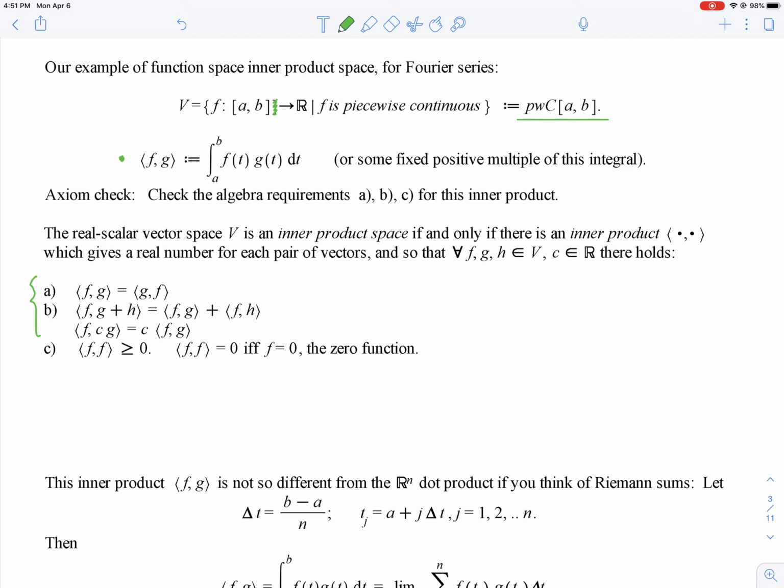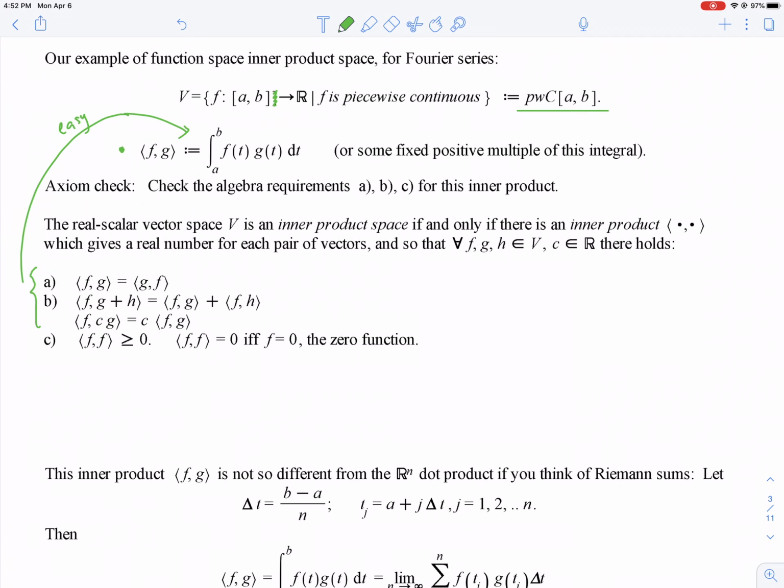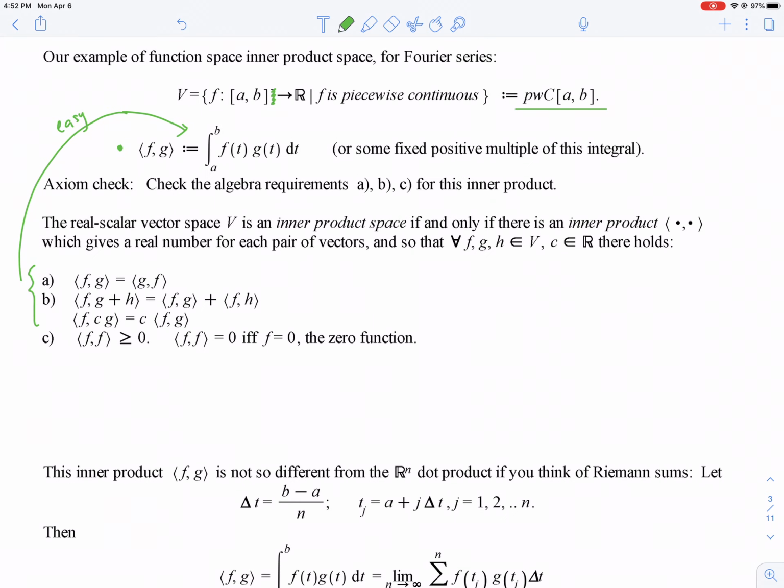And the inner product of F with G plus H is just the integral of F of T times G of T plus the integral of F of T times H of T. And by integral additivity, that's the inner product of F with G plus the inner product of F with H. And similarly, you can multiply one of the functions by a constant, and you will multiply the integral by the same constant. So A and B are easy. There's a little subtlety in C, so let's talk about that just a little bit.